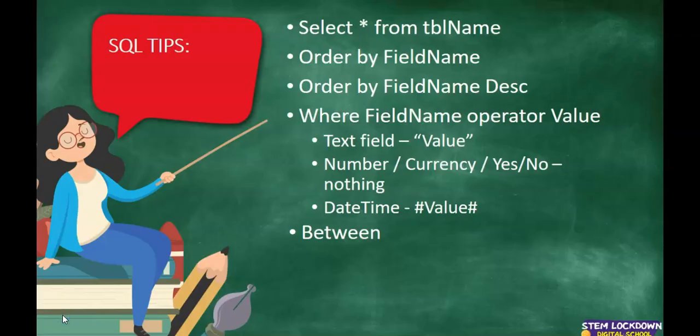So this is what we've learned today. We learned how to use the SELECT with a star or some field names. And remember, add FROM and then the name of the table as it is in Access. And then we learned how to ORDER BY in ascending order and then also in descending order. We then learned how to use the WHERE, and remember text fields need the quotes around the values. Numbers, currencies, and yes/no fields need nothing around the value. And then for date time, we need the hashes around the value. And then we also took a quick look at BETWEEN.